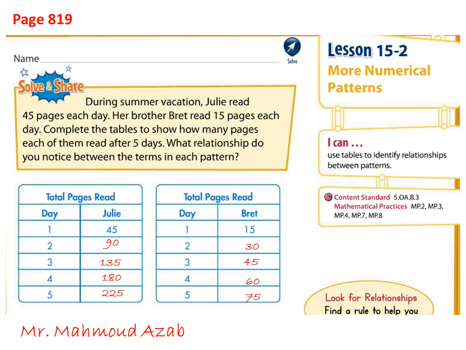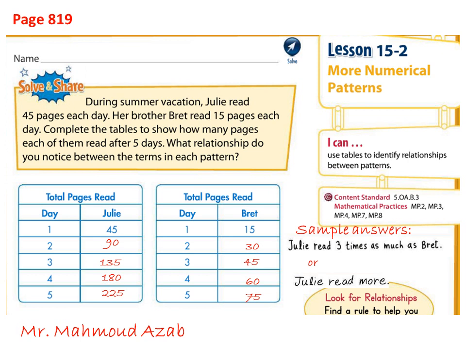Sample answer. 45 is 3 times the 15. So we can say that Julie reads 3 times as much as Brett. Another answer. We can say that Julie read more than Brett, or Brett read less than Julie. You can write many answers.